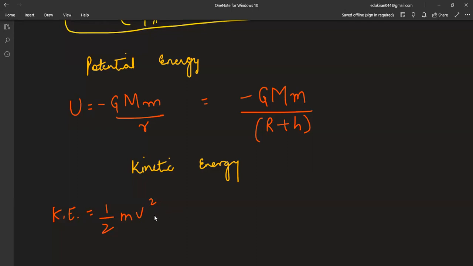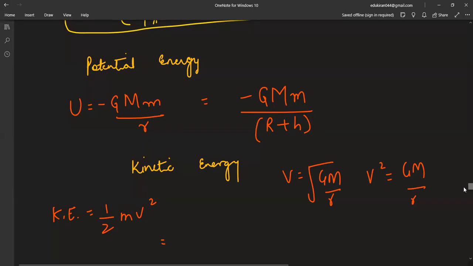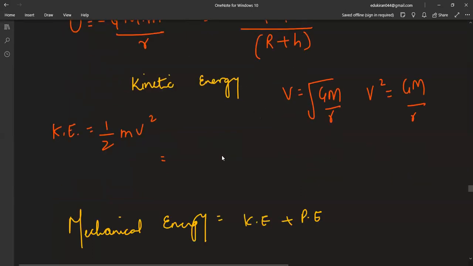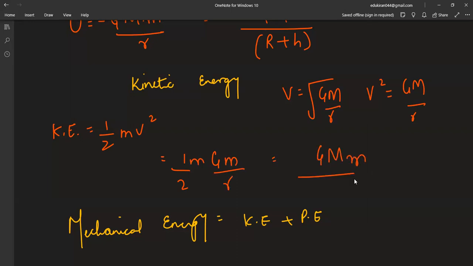So the velocity that you will be substituting here, we know the velocity. Velocity is under root GM by r, so v square will become GM by r only, the under root will be gone. So for kinetic energy, this will become half m v square, where v square becomes GM by r. So this becomes GMm by 2r. This is the kinetic energy.